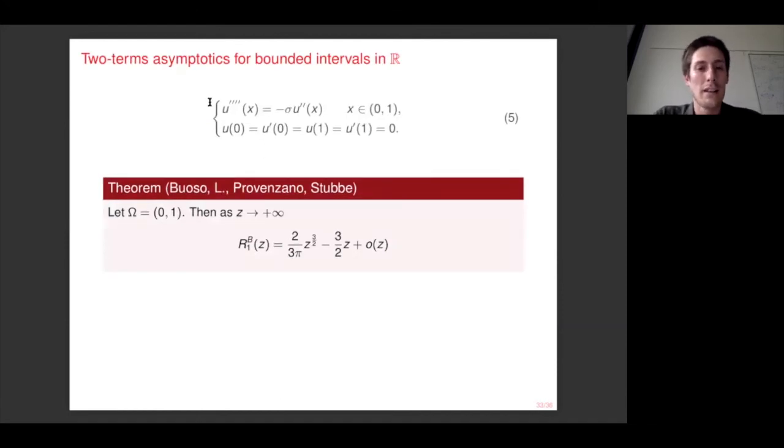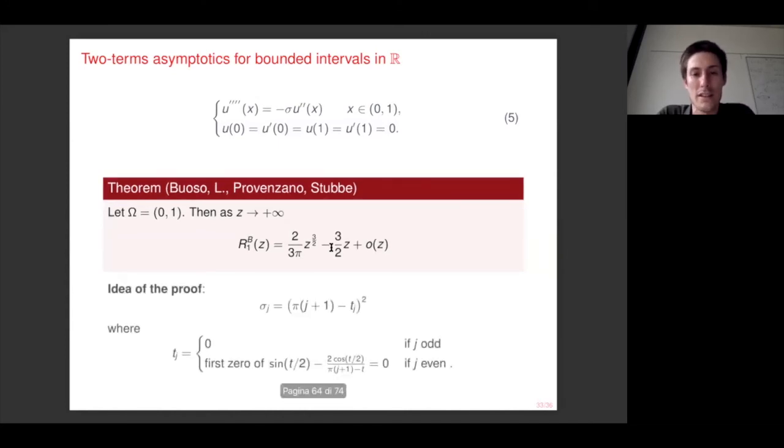And so we also consider the case of bounded intervals. For bounded intervals, the buckling problem, I recall that the statement is this one. And what we prove, as I've said, is a two-term expansion for the first Riesz mean. As I've said, a low-dimensional problem could not have a sufficiently regular counting function to have a second term also.